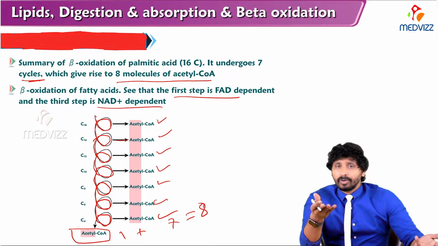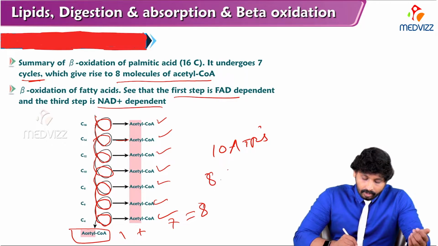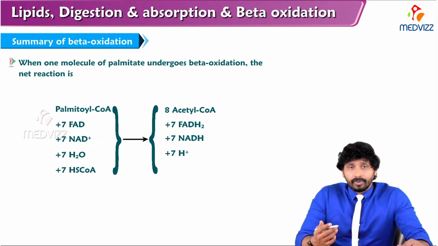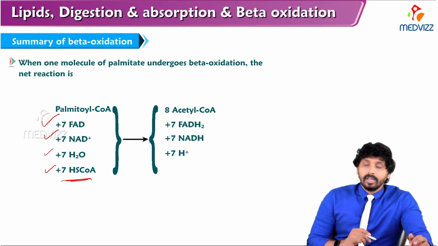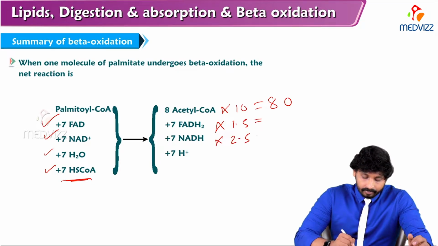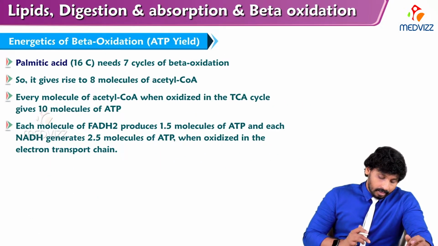Meanwhile, reducing equivalents will be produced, and they produce 10 ATPs as per the new calculation. So 8 acetyl-CoA into 10 ATPs giving rise to 80 ATPs. So summary, from the energetic point of view: 7 FAD, 7 NAD, and 7 water molecules, and 7 coenzyme A will be utilized. So 8 acetyl-CoA into 10 ATPs, 80 ATPs, and 7 into 1.5, 7 into 2.5. So the net production, we will see the calculation in the coming slide.